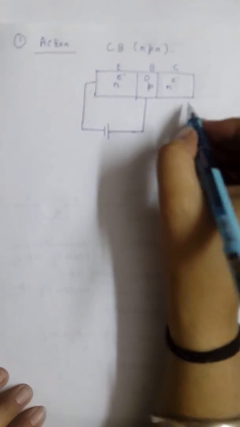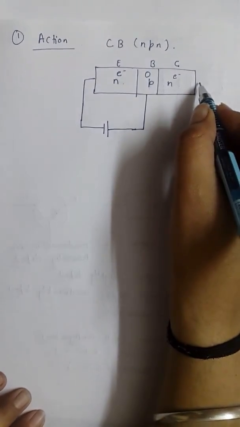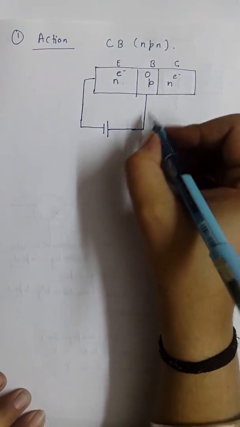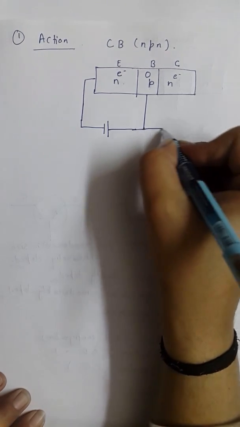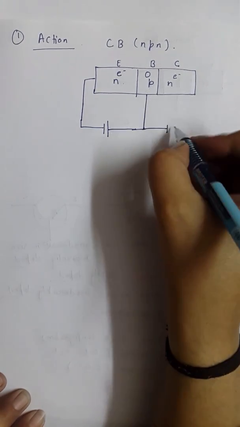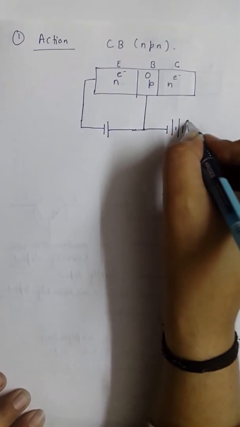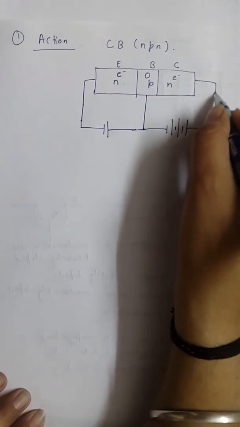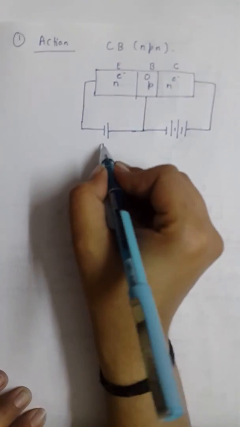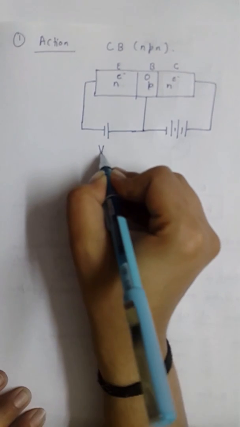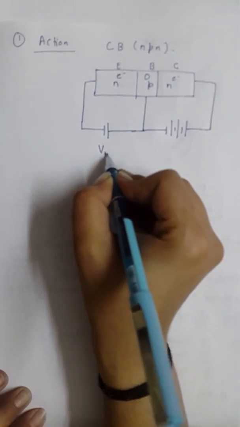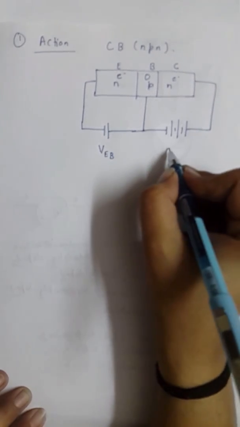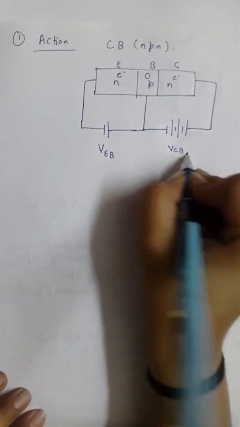Okay. Let's now make the other junction reverse biased. To make this reverse biased, this needs to be connected to the negative of the battery, and the other one needs to be connected to the positive of the battery. Let's name these two batteries. Let this battery be VEB or VBE, and let this battery be VCB or VBC.